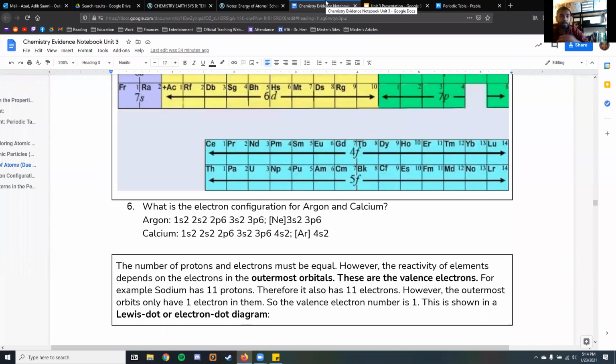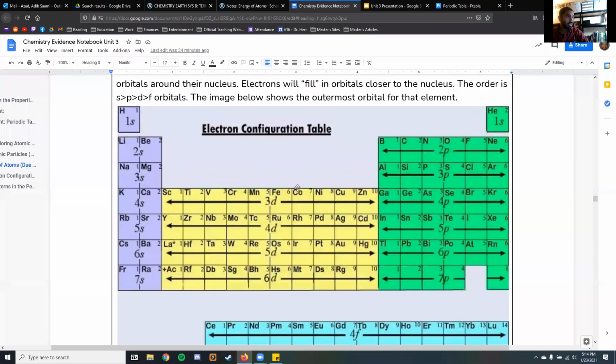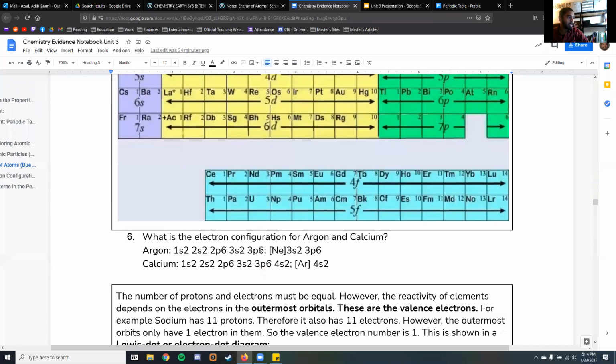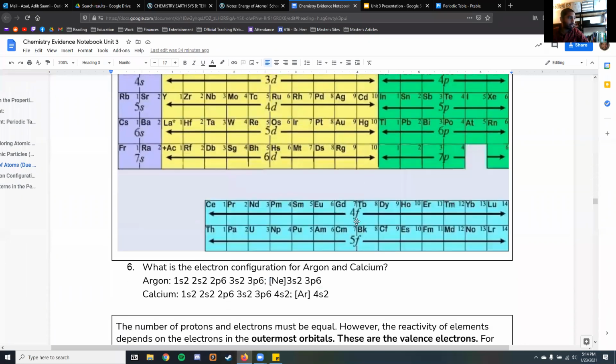Okay. So I went through and did a few examples. You've got argon and calcium here. Argon is in the 3rd energy level. It's the last one there, so you'll find that it is 3s2, 3p6. We put neon in brackets because that's the last element that had a complete set, if you will.